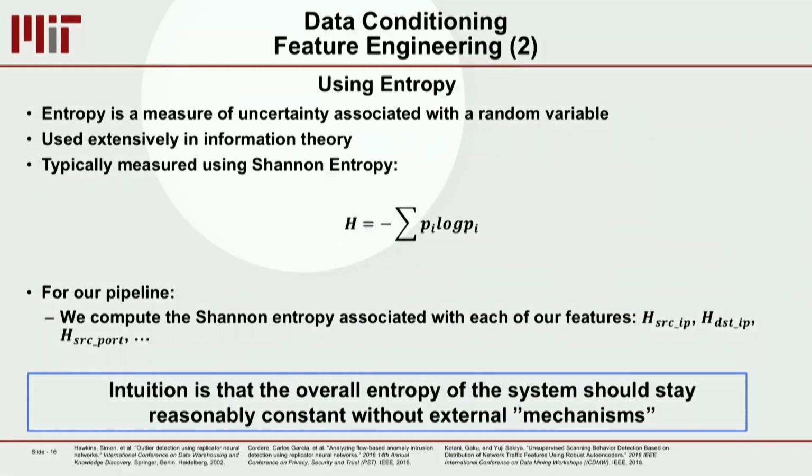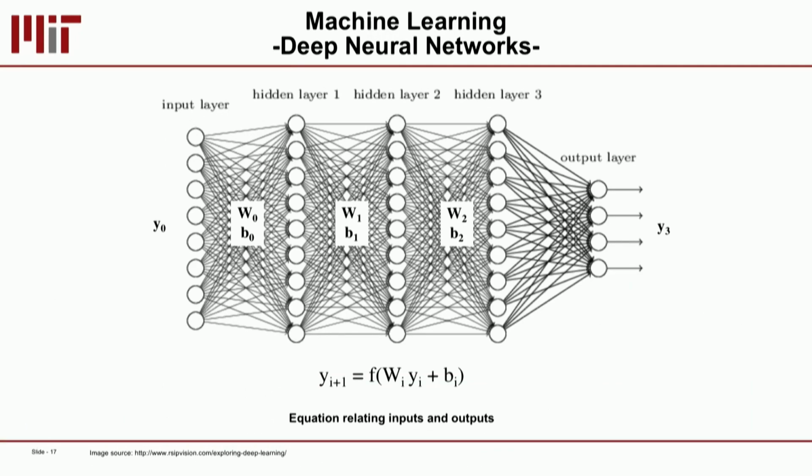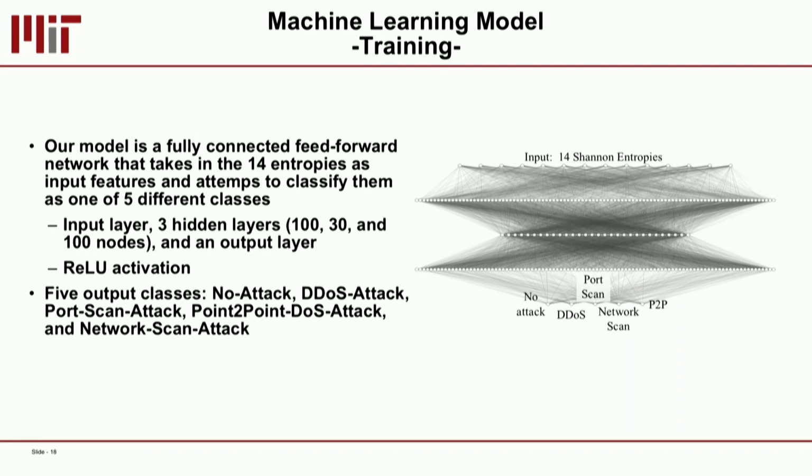For entropy, we just use the standard Shannon entropy, which I'm sure many of you who are familiar with information theory know well. We compute it for the flows associated with each of the features that we picked from the network flow, the subset from the feature engineering. We all remember what neural networks are; this is just here for completeness. So we take these entropies associated with the network flow and use those as input features for a neural network model.